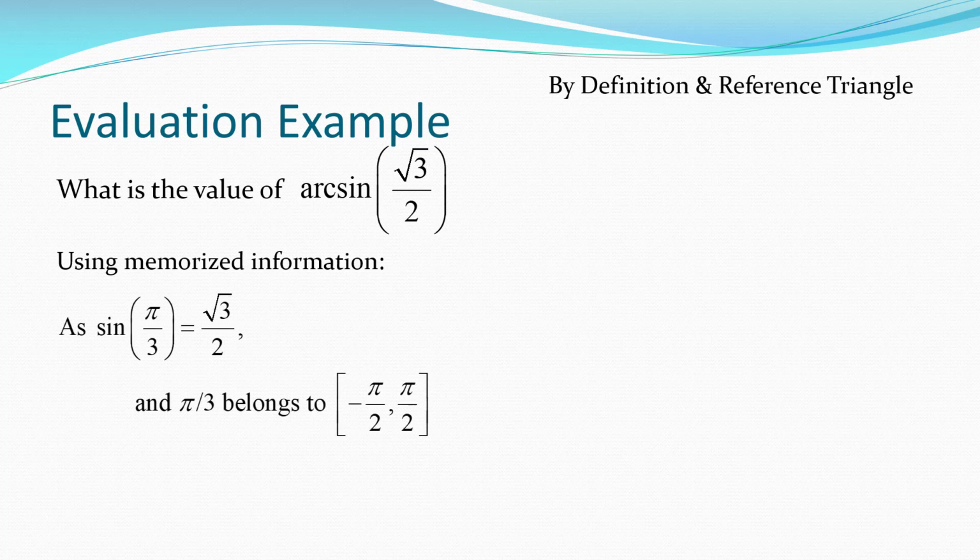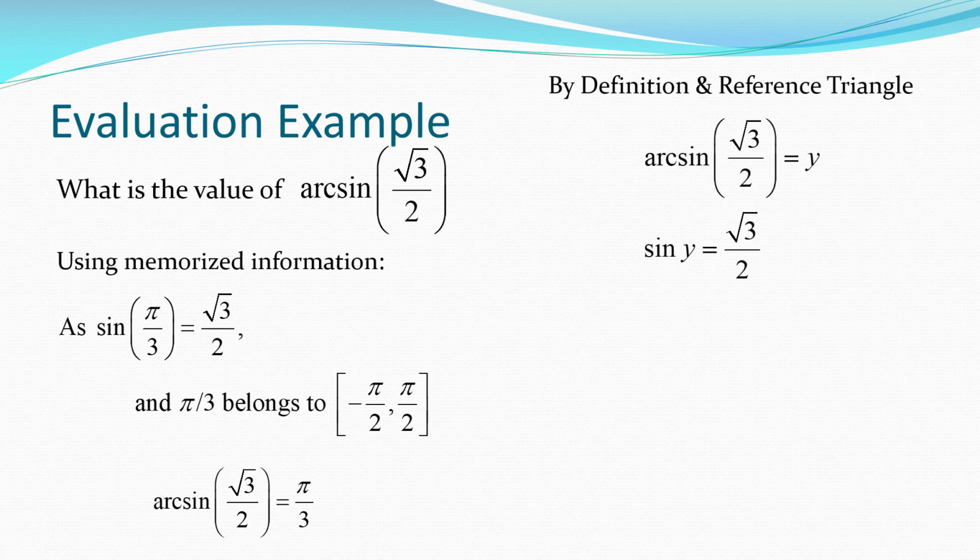So if you just want to do it from memory, we recall that the sine of pi over 3 is square root of 3 over 2. And pi over 3 is in the correct angle range for an output of the arc sine. So this means then that the arc sine of square root of 3 over 2 is just pi over 3. Done.